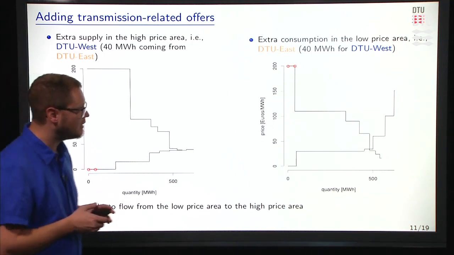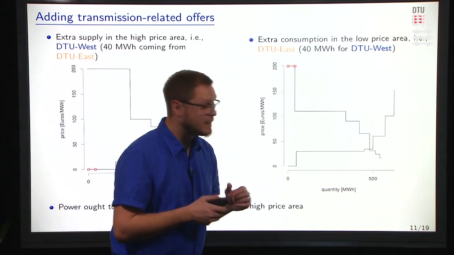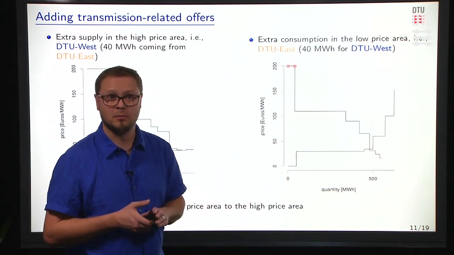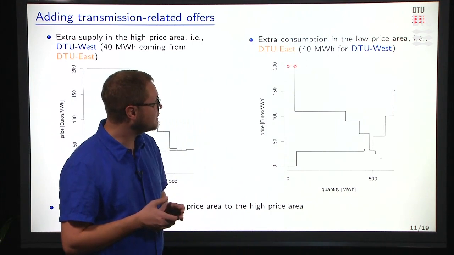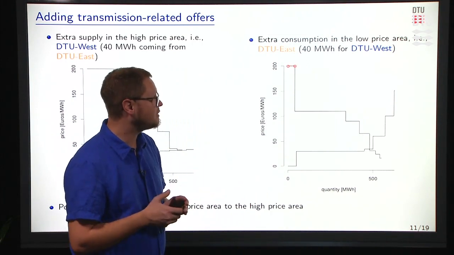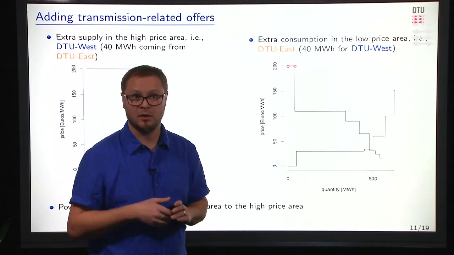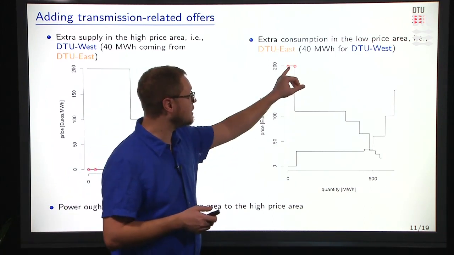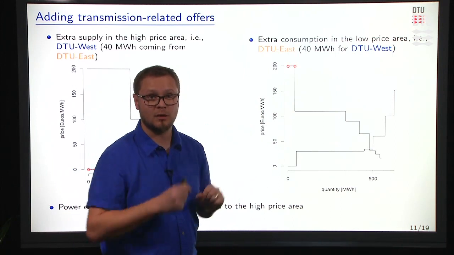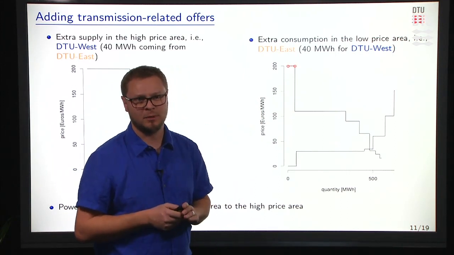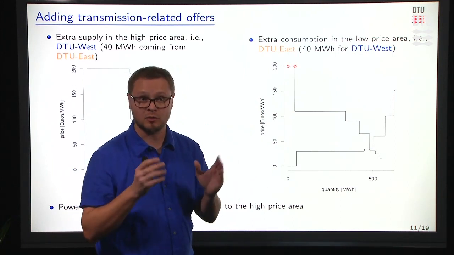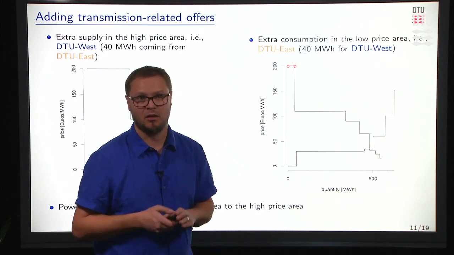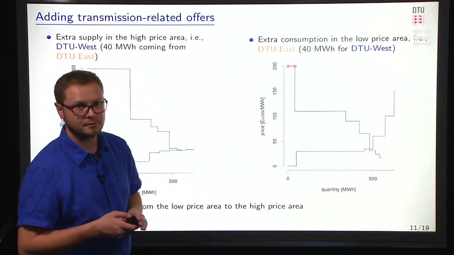And on the other side, we do the same, but it's an extra demand. It's not an extra supply. So DTU East has an extra demand of 40 megawatt hours, which is actually the demand coming from the other side, from DTU West, and will come first. So we have this extra block of energy on the demand side that comes first, so at the highest price in the market, and here of 40 megawatt hours.